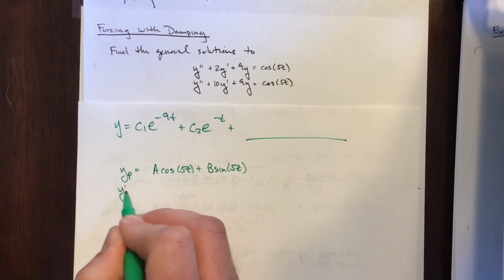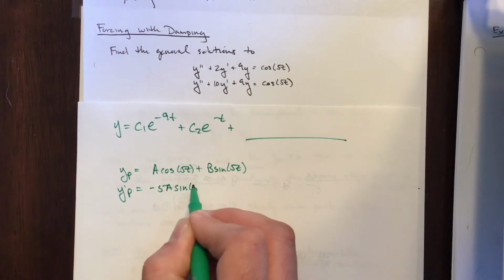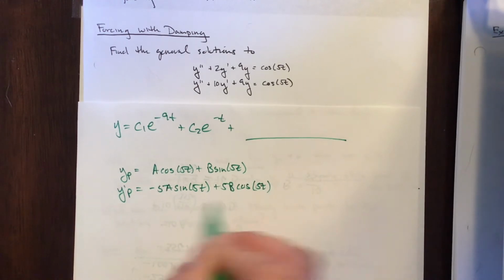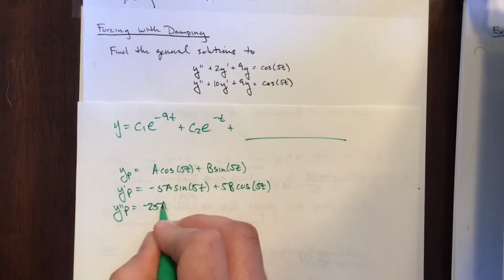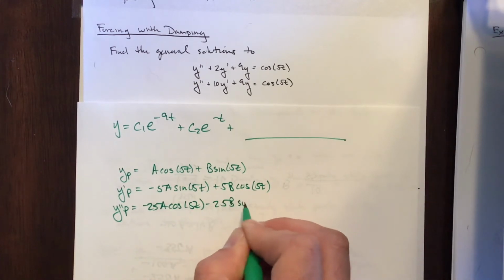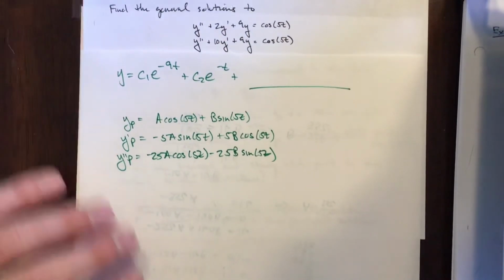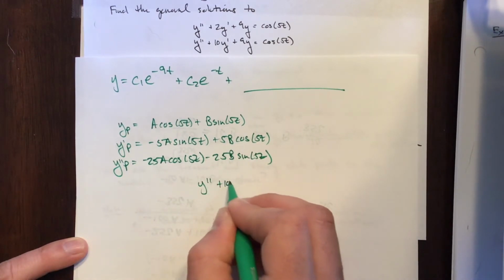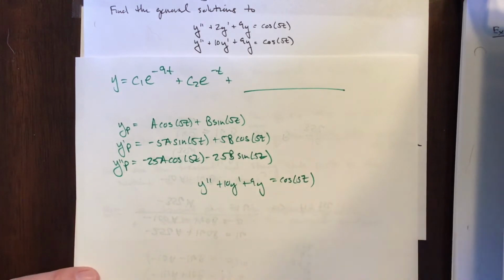Let's take a couple derivatives. So y prime is minus 5a sine 5t plus 5b cosine 5t. And y double prime is what? Minus 25a cosine 5t and minus 25b sine 5t. Plugging this into our differential equation, y double prime plus 10y prime plus 9y is equal to the cosine of 5t. So let's make sure we do that.